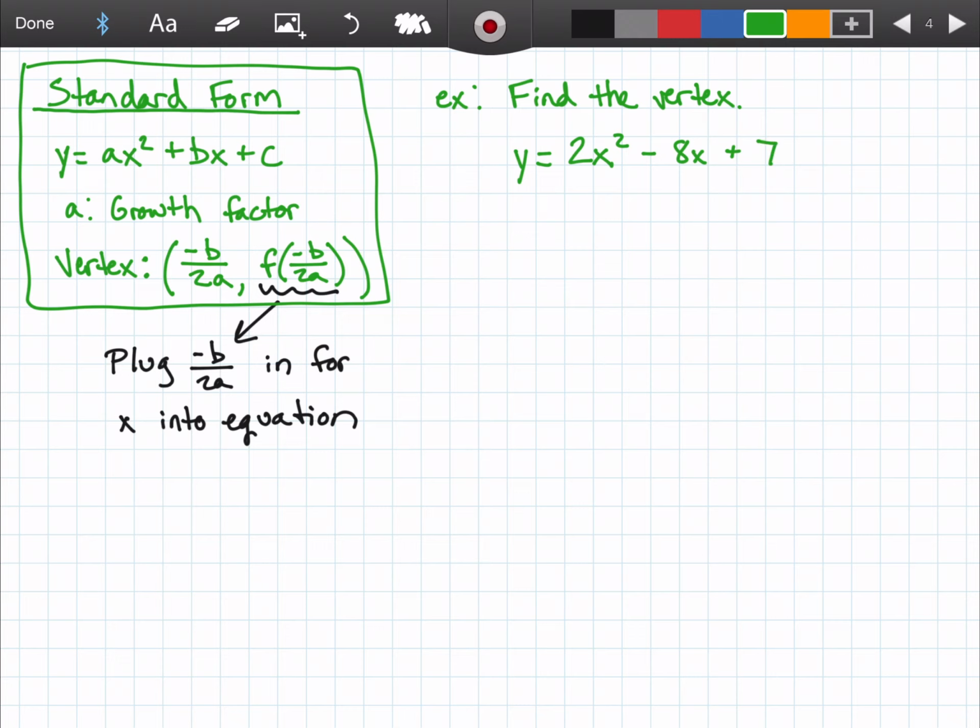Alright, so here's an equation. We're going to find the vertex, and if I want to find the vertex, I'm going to need to know what a and b are. So I'm going to still call the x-coordinate of the vertex h, just because it's a really special value of the vertex. So instead of using x and y, we use h and k just to say, hey, this point is special. So I'm just going to go negative b. Well, b is negative 8, which means negative b is going to be positive 8 over 2 times a.